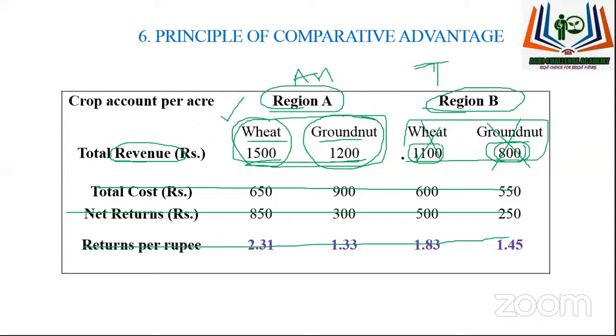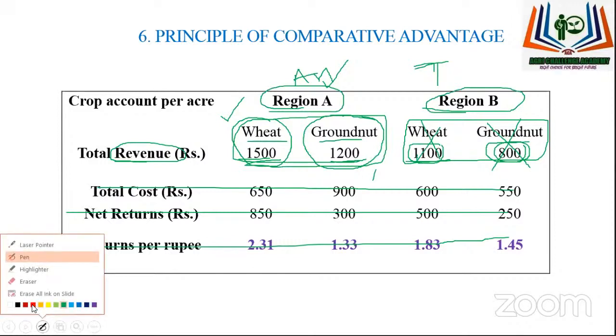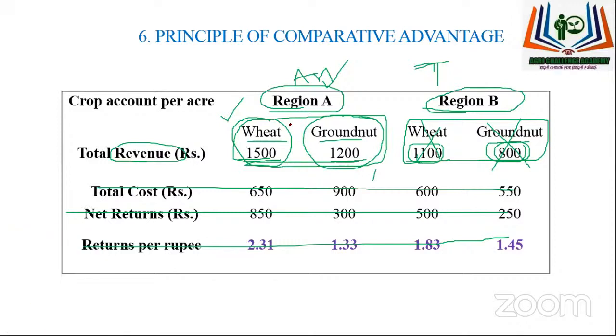A single district has the entire benefits. Here 1100, here 1500, 800, 1200. Absolute advantage: a single region has the highest returns. This is known as absolute advantage, a single state enjoying the entire benefits. Here returns are more for wheat as well as groundnut. Even when considering the cost, Andhra state is good for wheat and groundnut.